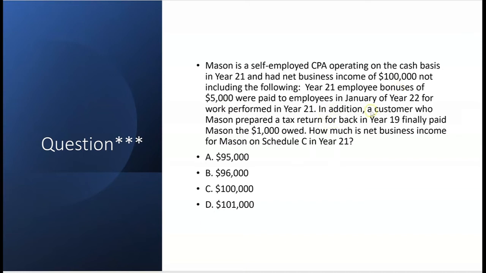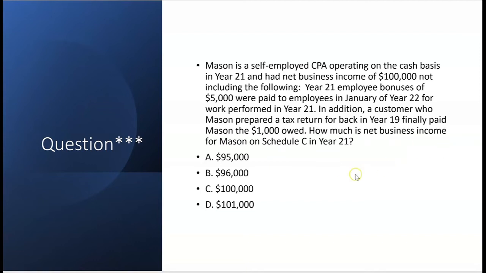In addition, a customer who Mason prepared a tax return for back in year 19 finally paid Mason the $1,000 owed. Now, is that going to be included in year 21 income? Sure, it should be, because cash basis, it was collected in year 21. Even though it was earned in year 19, Mason's a cash basis taxpayer, so pick up all that was received in cash, including this $1,000.